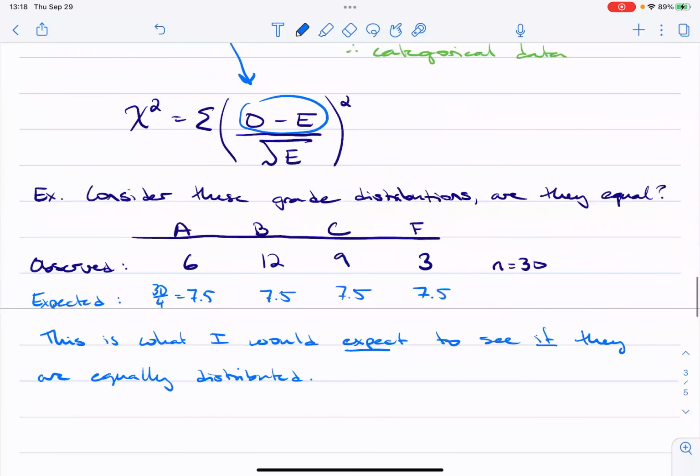So now what I can go through and do is take the observed minus the expected. I can take the deviation from the expected value and divide by the square root of the expected value, and then I can square that number, and then I can move on to the next one. I can do the same thing, and then I can add all those values up. So if those deviations, the distance between the observed and the expected, are large, what's going to happen? My chi-squared is going to be large.